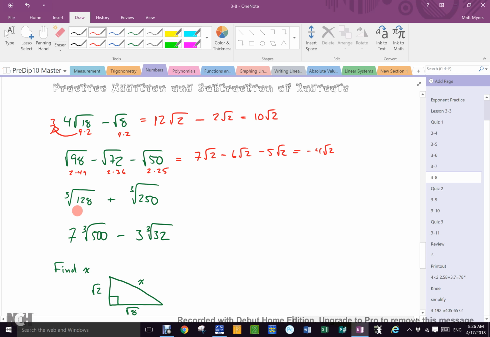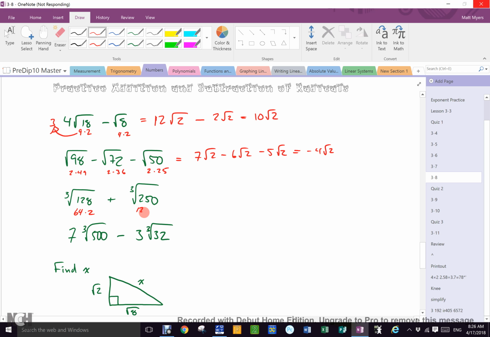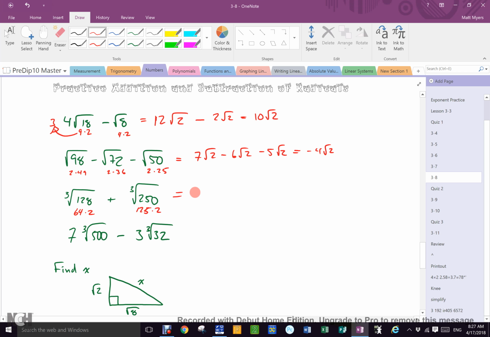128 and 250. Well, that's 64 times 2, and that's 125 times 2. Cube root of 64 is what? 4. So that's 4 cube root 2 plus 5 cube root 2, which is 9 cube root 2. Yeah?